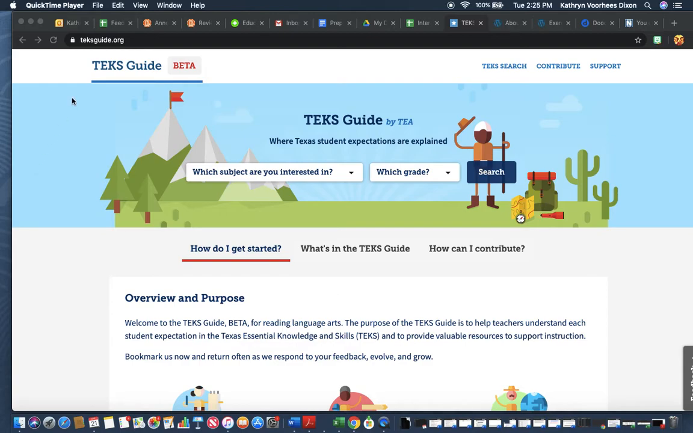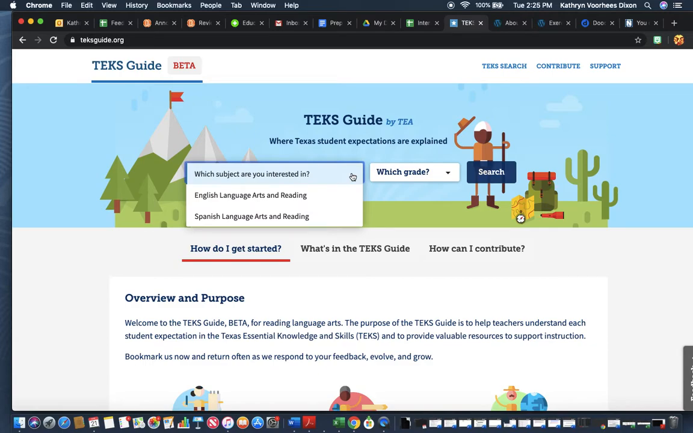So go to TEKSguide.org. You'll notice here that it says it's in beta. That means it's not finished yet. They're still working on it, but what is available so far is out there for you to use. So right now, if you come over here to the subject that you're interested in, drop down menu, you only see English language arts and Spanish language arts right now. The other ones are coming, but they're just not up yet.